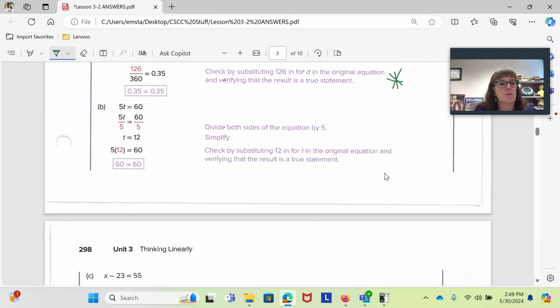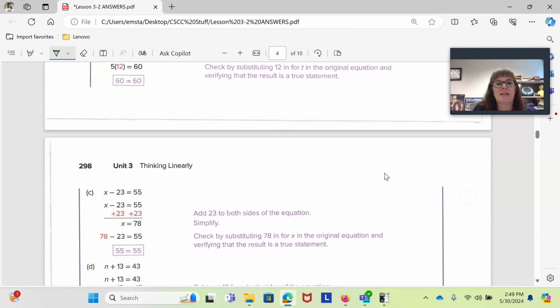The variable is alone. C is an example of where it was x minus 23. Well, what's the opposite of subtracting? Adding. So they're going to add 23 to both sides of the equation. The reason you have to do it to both sides is think of it as a balance. You've got this thing that's balanced right now. If I add 23 over to this side, it's going to be heavier on this side. So I need to add 23 to this side so that they're the same. And that leaves the x alone, and the answer is x equals 78.